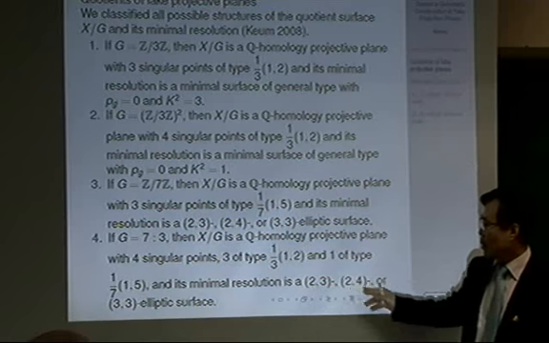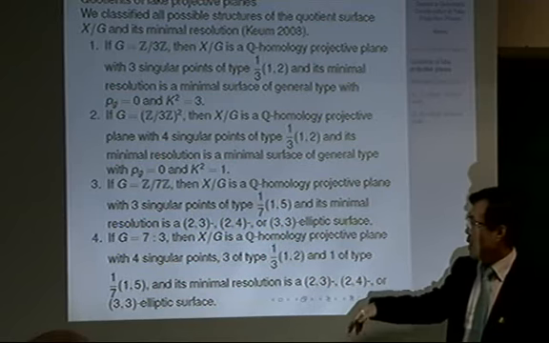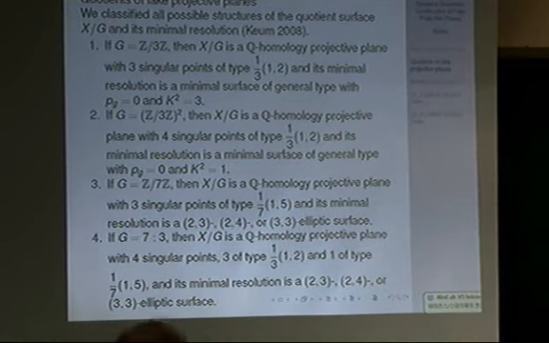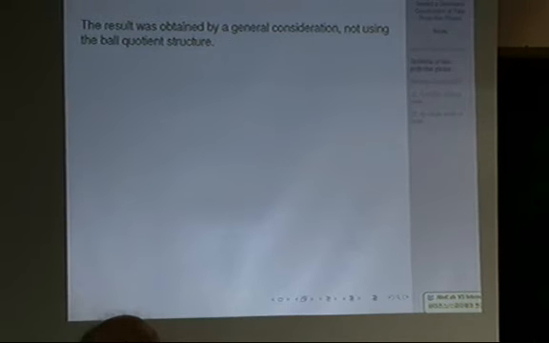And the fundamental group is Z mod 2. In this case, the fundamental group is Z mod 3. So the fundamental group is a cyclic group of order the greatest common divisor of these two multiplicities. So this result was obtained by general consideration, not using the ball quotient structure.